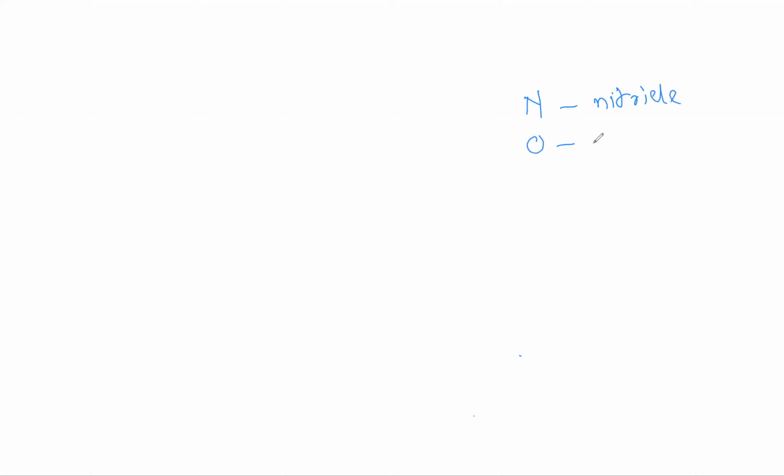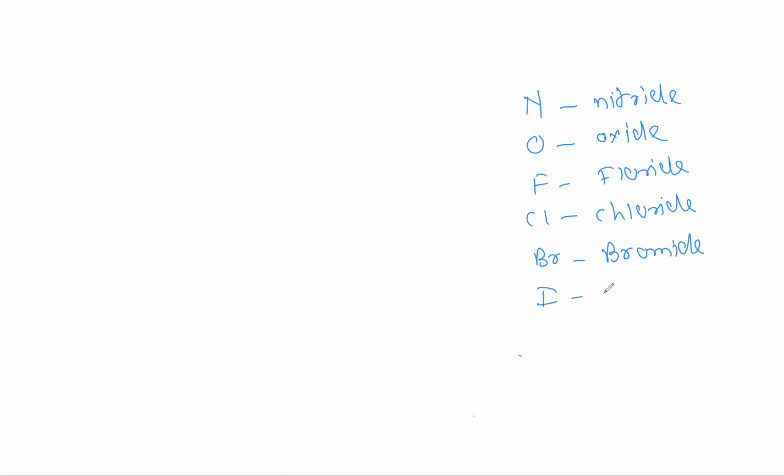If it's oxygen, you call it oxide. If it's fluorine, you call it fluoride. If it's chlorine, you call it chloride. If it's bromine, it's called bromide. And we are going to talk about that. If it's iodine, iodide. So all non-metals end in -ide.